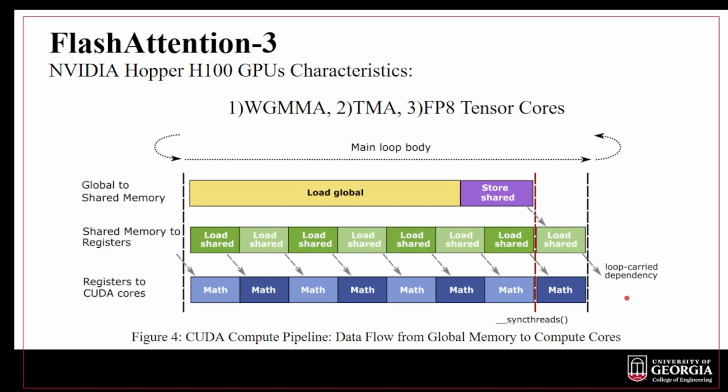And finally, H100 has FP8 tensor cores. This hardware provides acceleration for FP8 computations, nearly doubling the TFLOPs while maintaining the precision.